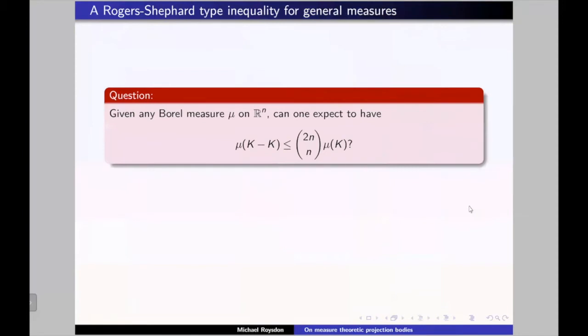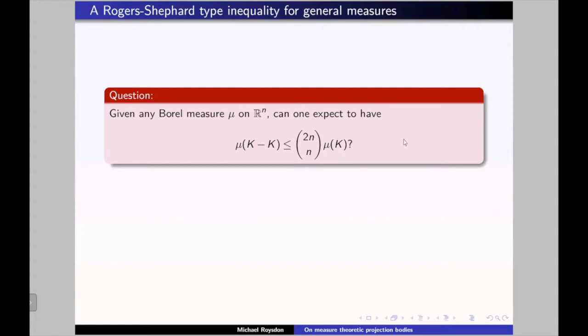So we have Brunn-Minkowski for volume, we have Brunn-Minkowski for Gaussian measure, and for this whole class of beta-concave measures, if one can find one which exhibits these. So it seems to be fair to ask, if you have a non-negative Borel measure mu on R^n, can one expect a Rogers-Shephard type inequality, meaning that the measure of the difference body never exceeds some constant depending on the dimension times the measure of K. Here I wrote 2n choose n, but say some constant depending on the dimension.